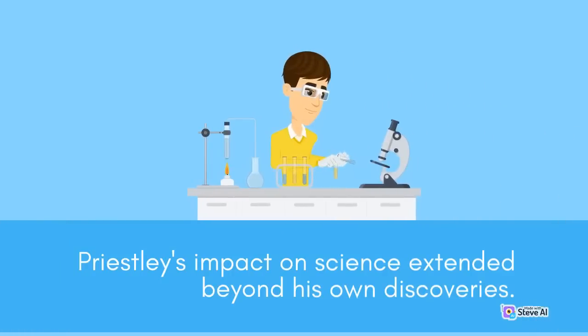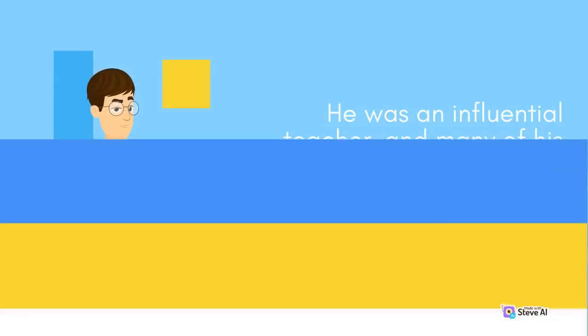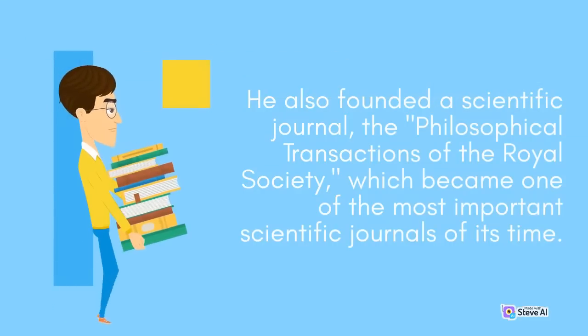Priestley's impact on science extended beyond his own discoveries. He was an influential teacher, and many of his students went on to become important scientists in their own right. He also founded a scientific journal, the Philosophical Transactions of the Royal Society, which became one of the most important scientific journals of its time.